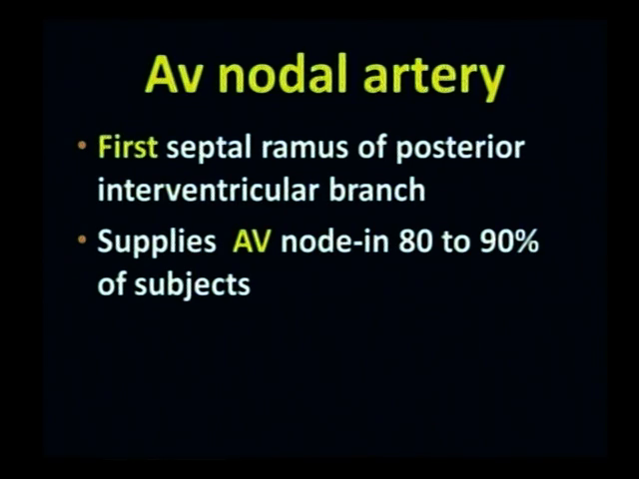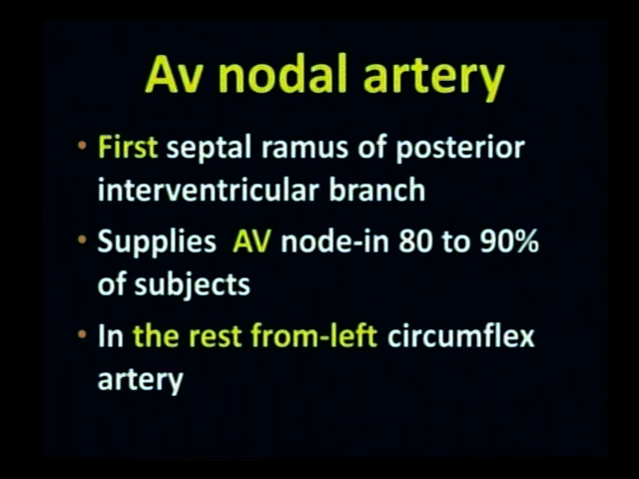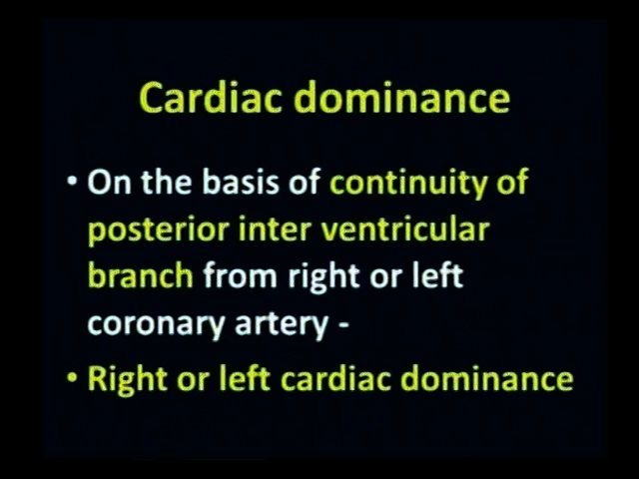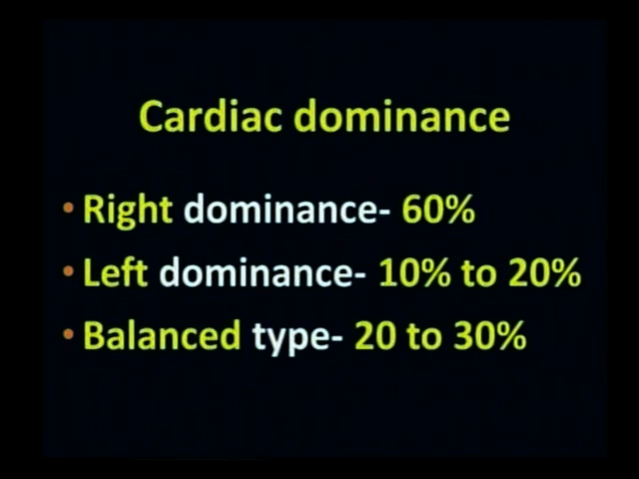So, we will now see the cardiac dominance. Before that, we will complete this. The AV nodal artery is also the septal branch of the posterior septal ramus of the posterior interventricular branch, supplying the AV node, and it may arise from the left circumflex artery. So, as I already explained, on the basis of continuity of the posterior interventricular branch from right or left, the cardiac dominance is determined. Right dominance in 60%, left dominance in 10 to 20% and balanced type 20 to 30%.